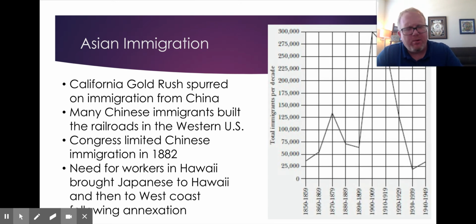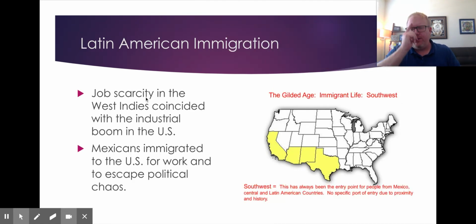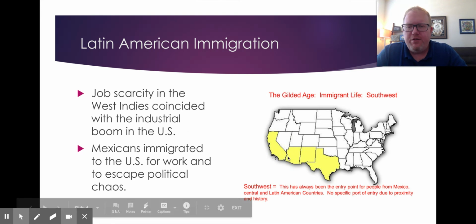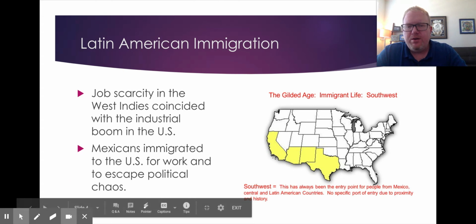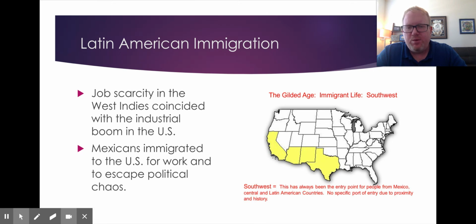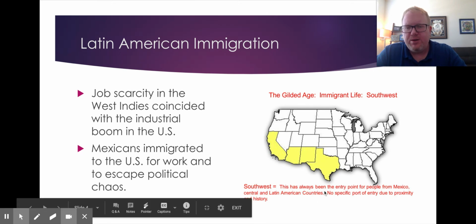So the third group I want to highlight here is Latin American immigration. And Latin American immigration is a little bit different from the European and the Asian immigration in that there wasn't really a singular main port. For example, there is a main port here around San Francisco that Asian immigrants came through. There is a main port over here in New York City where European immigrants mostly came through. There were others, but those were the two main ones.